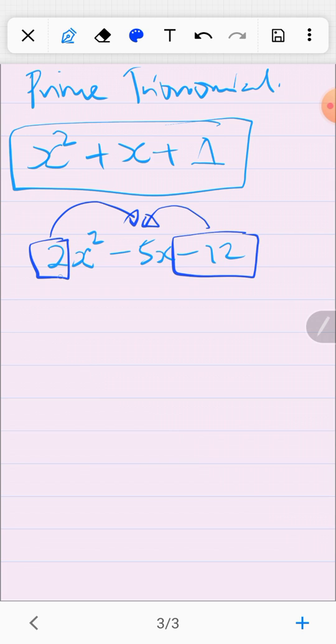So this is simple. The factors of 2 are just 2 and 1. If I want to get 2x squared, I'll just multiply 2x by x. Now, what factors of 12 am I going to use to combine with these ones right here so that I can get 5? That's all I want to know. What factors of 12 will I use to combine them with the factors of 2 to get 5? Let's do some trial and error. I can try 12 and 1.